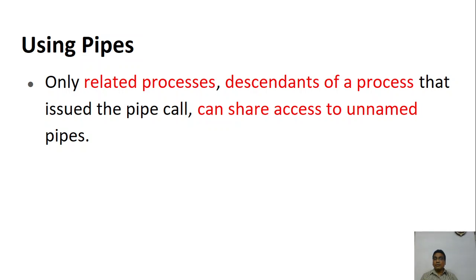One thing that you must understand with regard to the unnamed pipe is that an unnamed pipe can be used only by related processes or the descendants of the process. Other processes cannot make use of the unnamed pipe.